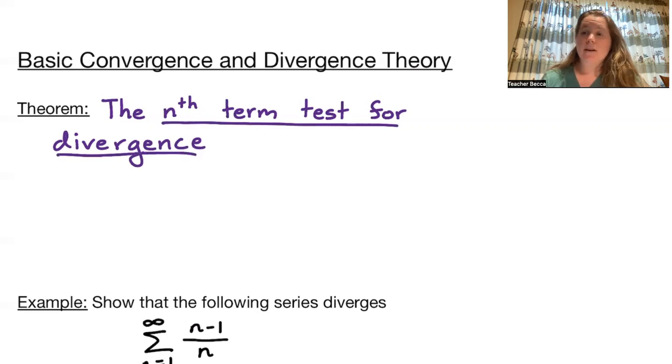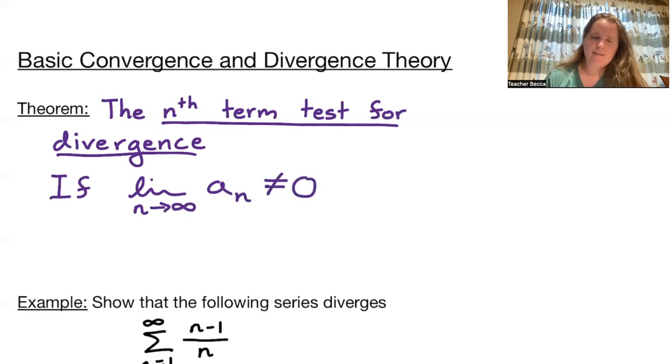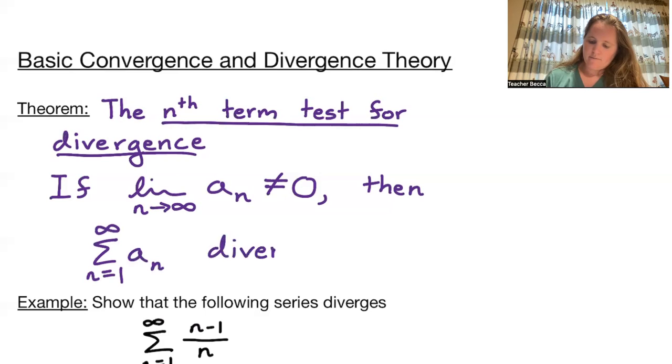And essentially what the nth term test for divergence says is: if the limit as n goes to infinity of a sub n does not equal 0, then the infinite series, the sum from n equals 1 to infinity of a sub n, diverges.